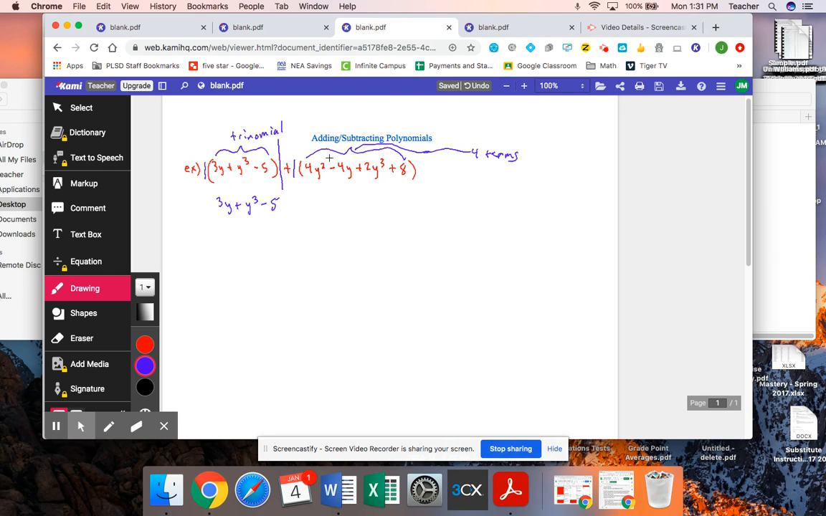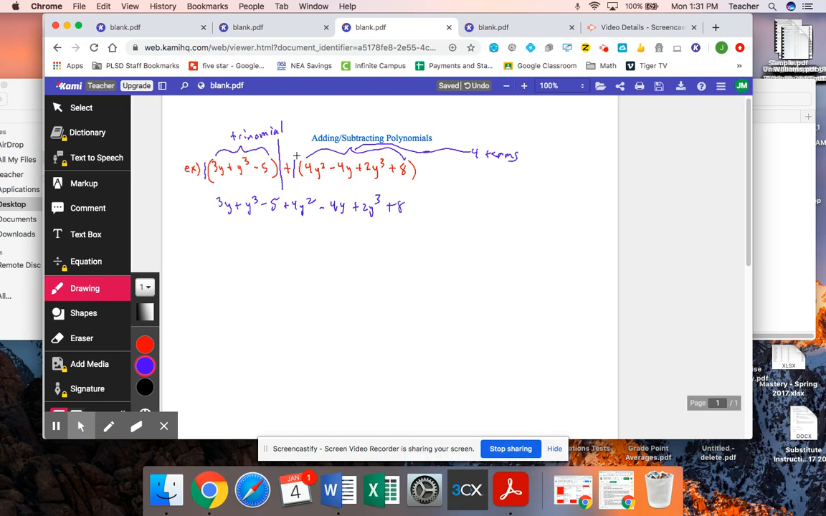I'm going to distribute this positive 1 to get rid of these parentheses. Again, if I just multiply everything by 1, I don't change it. So in order to get rid of these parentheses, I don't have to do anything fancy here either. I have a positive 4y squared, minus 4y plus 2y cubed plus 8. So in essence, when I decided to add two polynomials, I didn't have to do any kind of real distribution because my number out here was a 1.